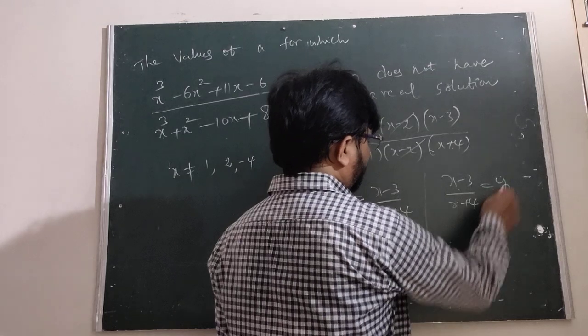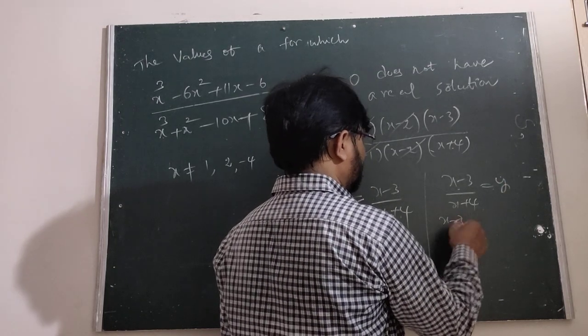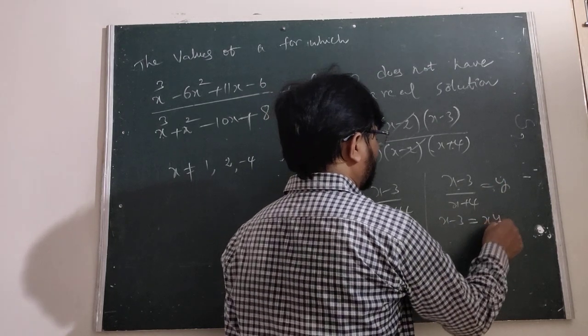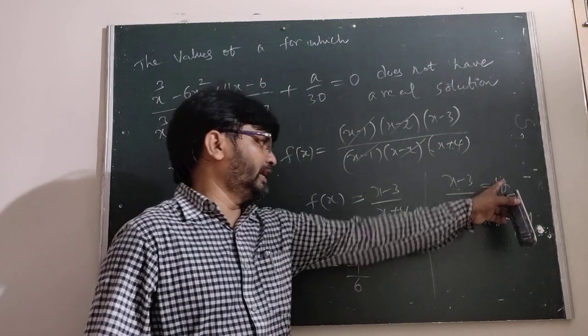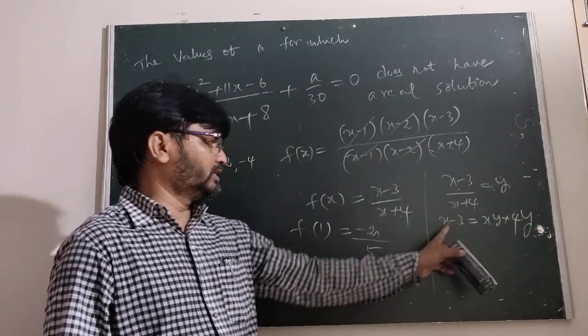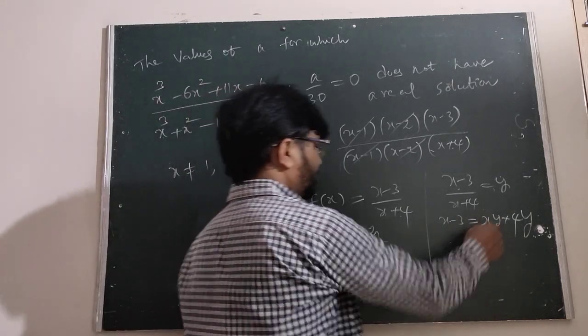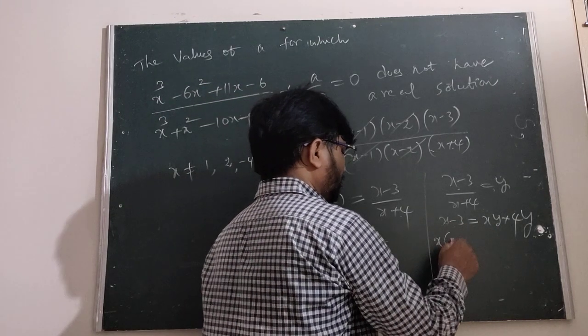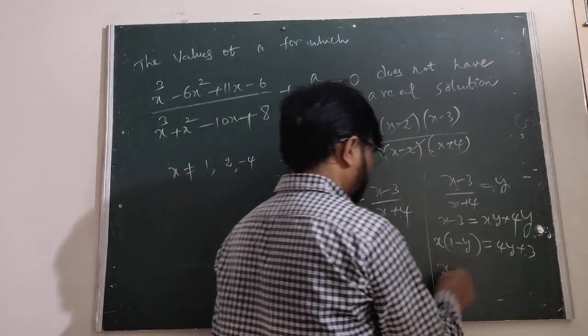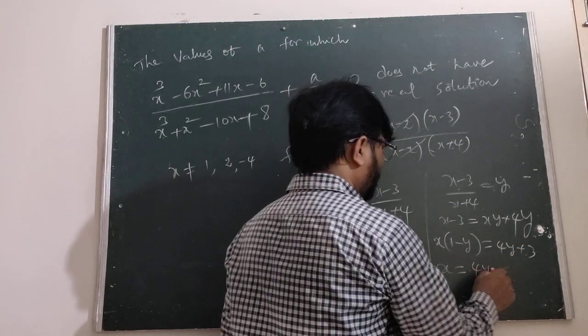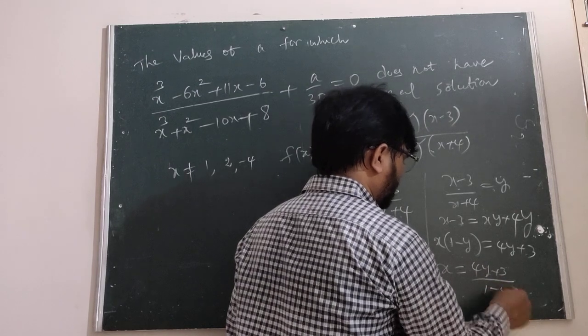Then you can write here x minus 3 equal to xy plus 4y. Multiplying, x into y is xy, and 4 into y is 4y, with the x minus 3 remaining. Now we take the common factor x: x(1 minus y) equal to 4y plus 3. Therefore x equals (4y plus 3) by (1 minus y).